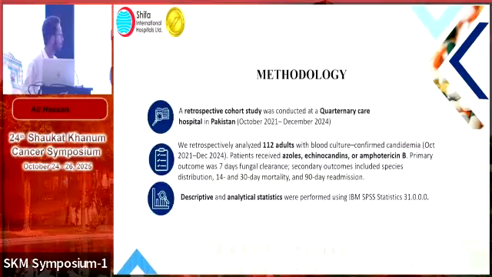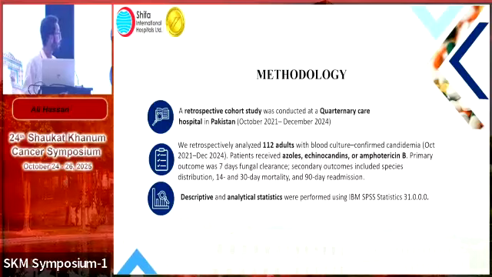If we talk about the methodology, it was a retrospective study, as I mentioned earlier, a 3 years retrospective study. The time frame was October 2021 to December 2024. We retrospectively analyzed 112 adults who had blood culture confirmed candidemia. Patients were divided into 3 groups. One group was receiving azoles, one echinocandins, and the third one was receiving amphotericin B. So the primary outcome was 7-day fungal clearance.